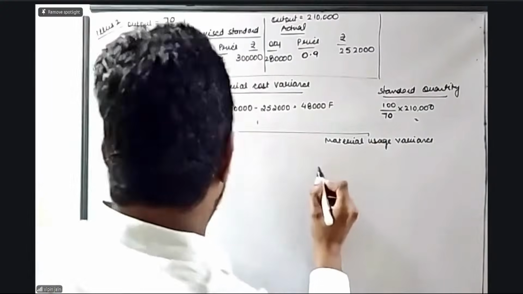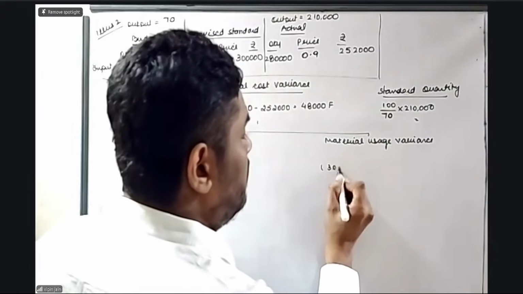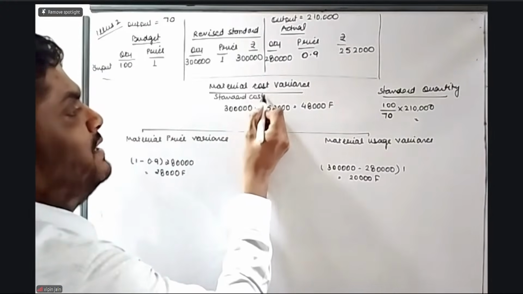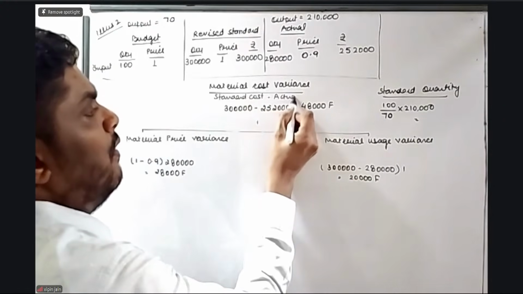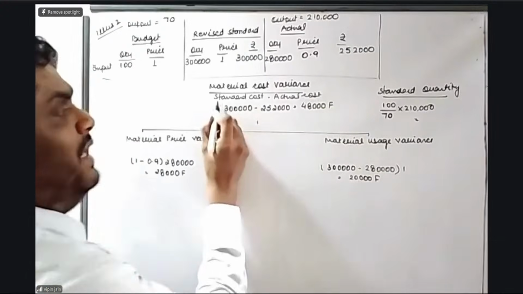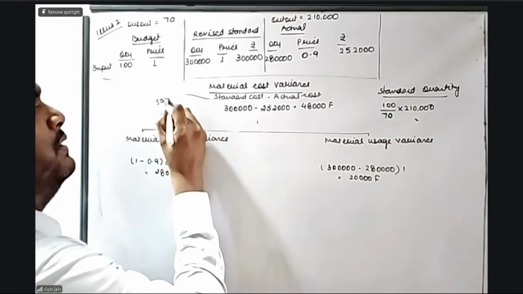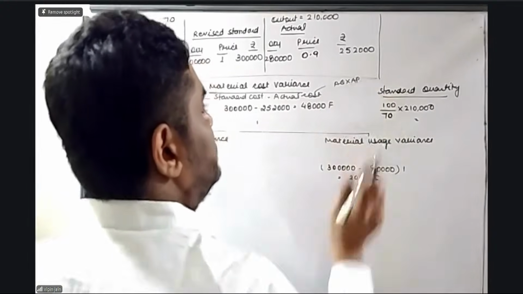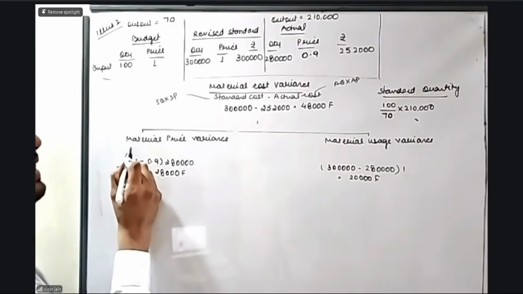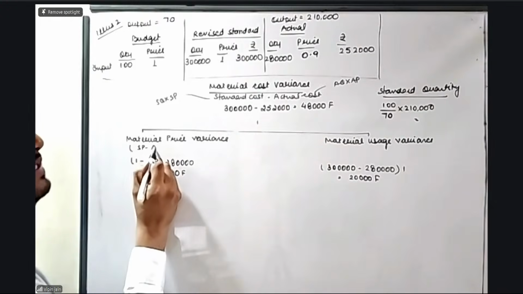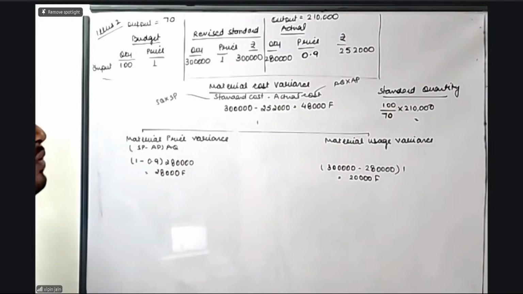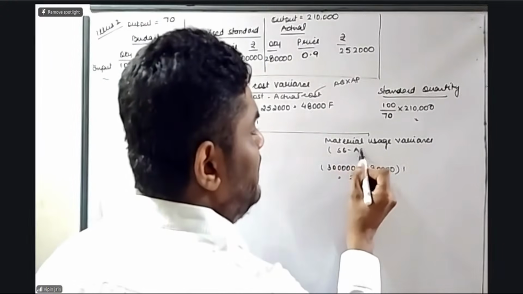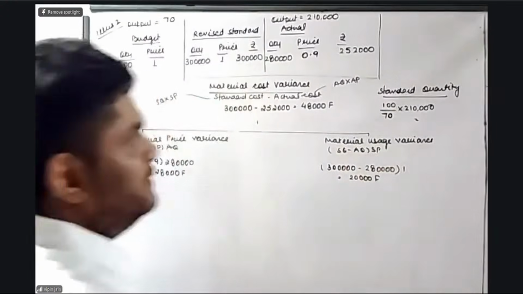Usage variance, how much quantity we were supposed to use? 3 lakh. Standard cost minus actual cost. How is standard cost calculated? Standard quantity into standard price; actual cost, actual quantity into actual price. Price variance, standard price minus actual price into actual quantity. When talking about usage, standard quantity minus actual quantity into standard price.